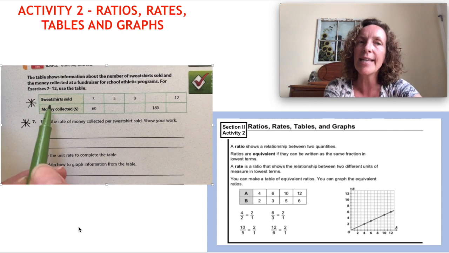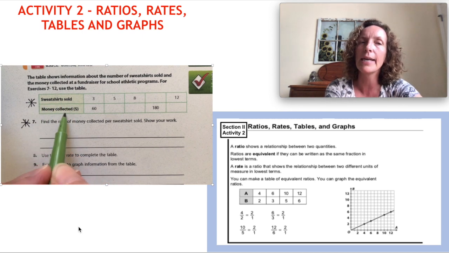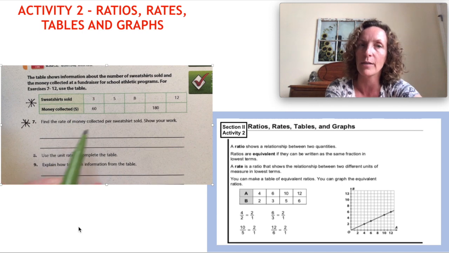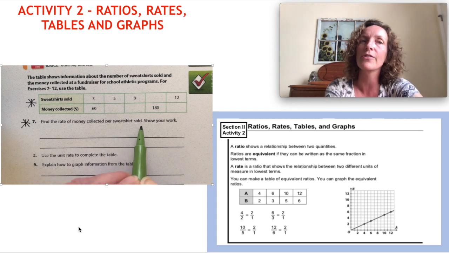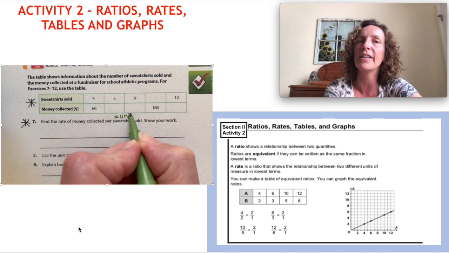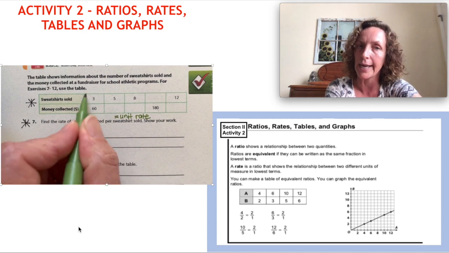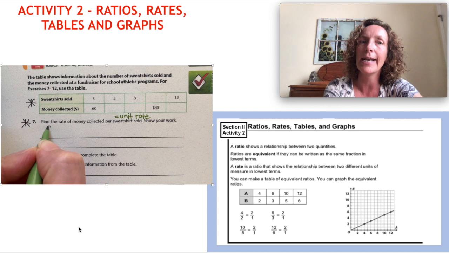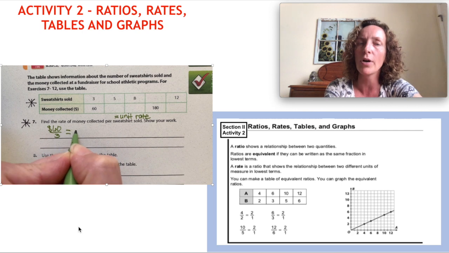All right, so we've got a table and it shows us information about the number of sweatshirts sold and the money that is collected at a fundraiser for a school athletic program. It's given us a table, and the first question wants us to find the rate of money collected per sweatshirt sold. That means we are looking for the unit rate. We can't fill out this table the rest of the way unless we find the unit rate. So I look at the one that I have, and I know that it costs $60 for 3 sweatshirts. So I want to try to find my unit rate from that. So that means I want to know per 1 sweatshirt.